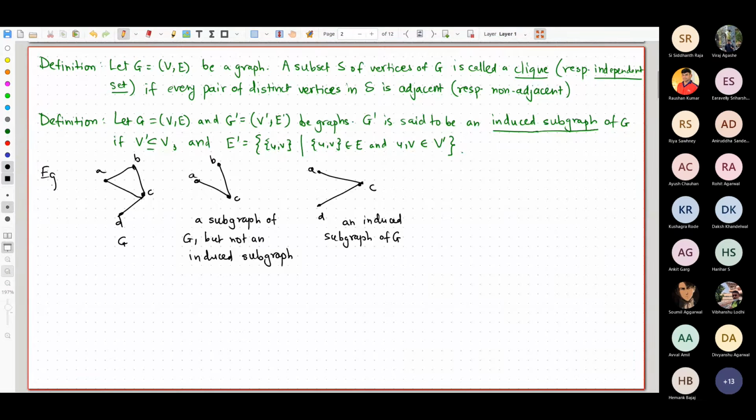So is this definition clear? Any issues? Okay.